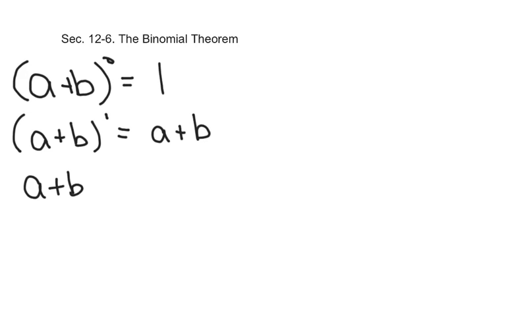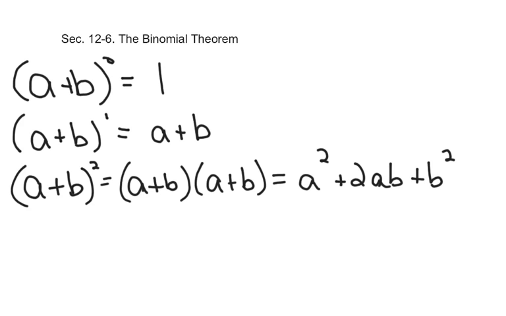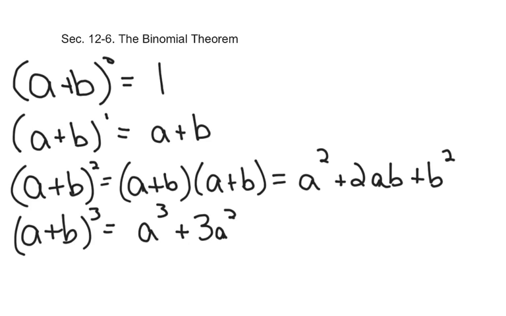But a plus b squared, which is a plus b times a plus b, is going to be a squared plus 2ab plus b squared. And then if we were to multiply that product by another a plus b, we would get a plus b to the third power, which would be a to the third, plus 3a squared b, plus 3ab squared, plus b to the third.